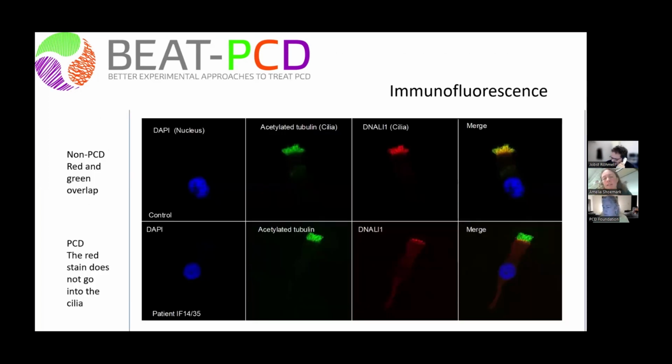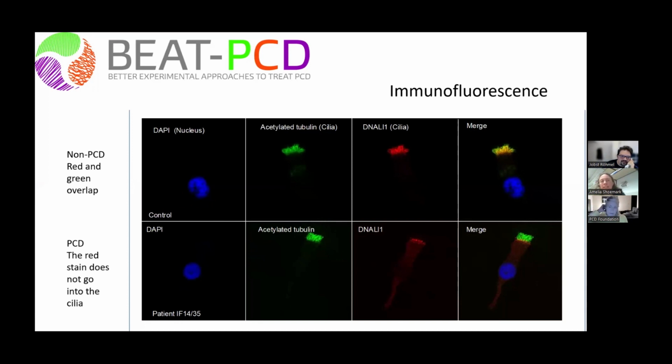One of the other tests that we can do is to look at what we call immunofluorescence, and you might hear this talked about in some of the other talks. Essentially, we take the cells that we've taken from your nose and we look at them. So this is the nucleus of the cell. That's where all of the DNA is stored. This green bit here is a stain for the cilia, so it shows you that the cilia are there. And then this red bit is one of the motor proteins. So this is a non-PCD cell. You get the cilia here, the motor proteins here, and when you put it all together, you get a cell with DNA, the cilia, and the motor proteins within the cilia.